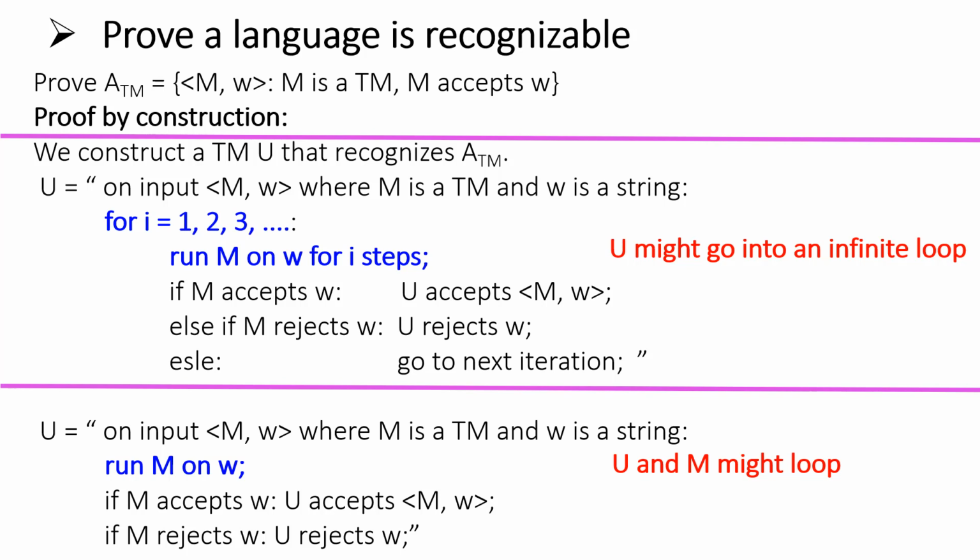I use a for loop. In each iteration, I run M on W for I steps. If M accepts W using I steps, then U accepts MW. If M rejects W using I steps, then U rejects MW. If we see neither of them, then go to the next iteration, where M can run more steps on W.